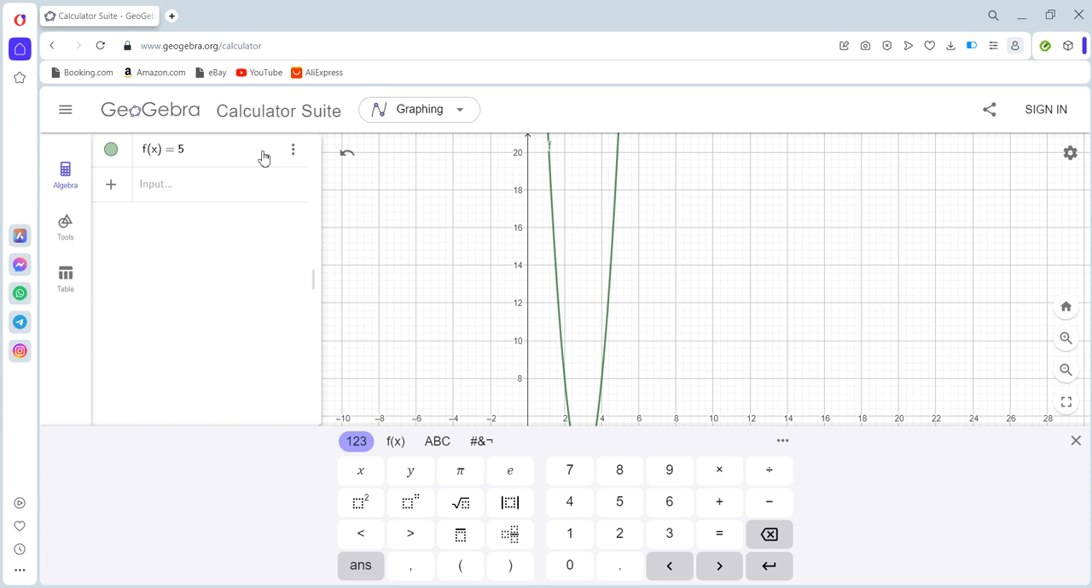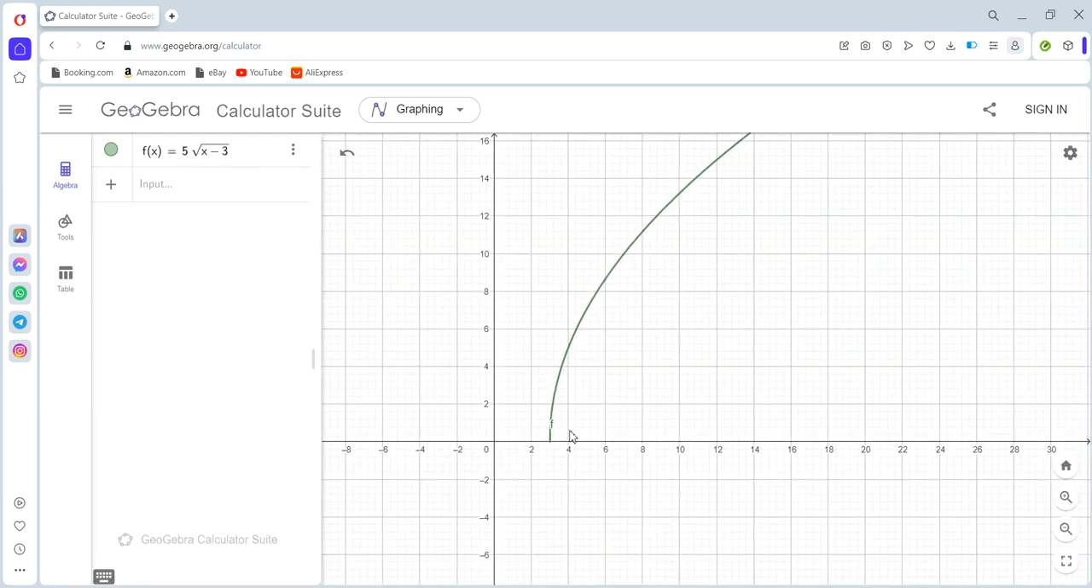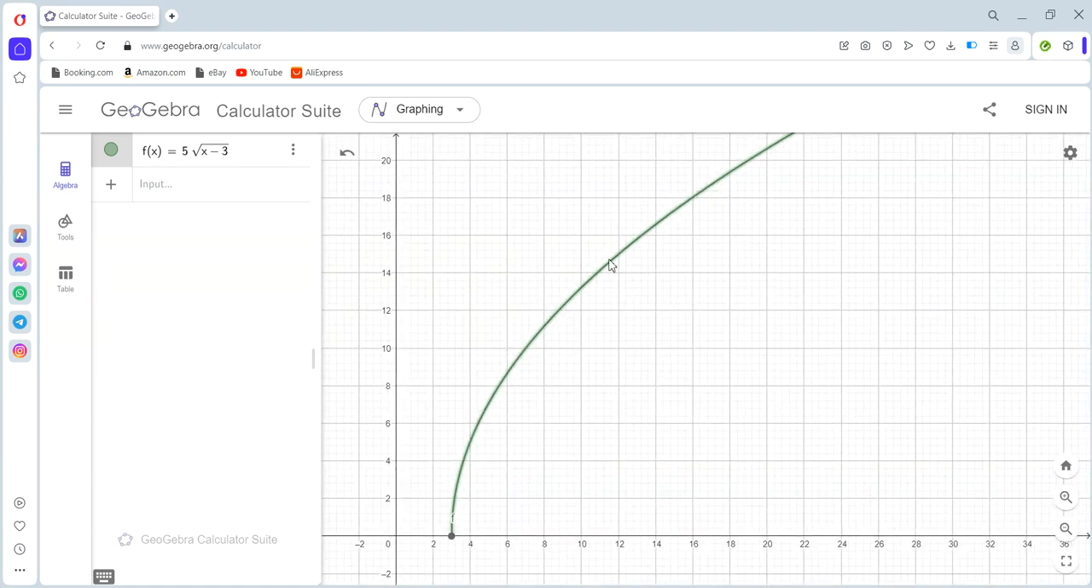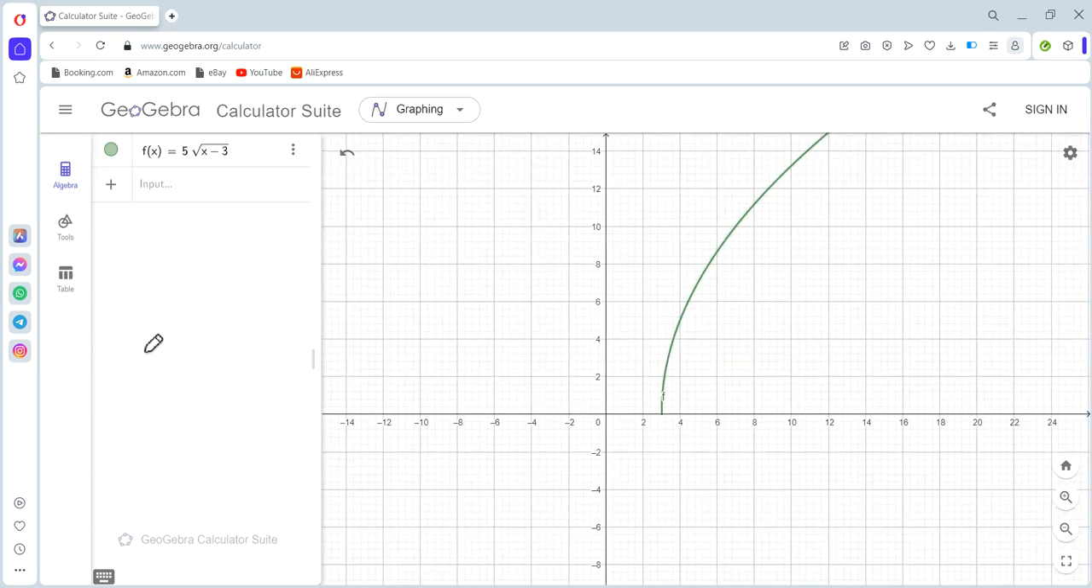For example, 5 square root of x minus 3. So the starting point is gonna be 3. The concavity is gonna be downward. Let's see. As you see, the starting point is 3. The concavity is downward, like this.